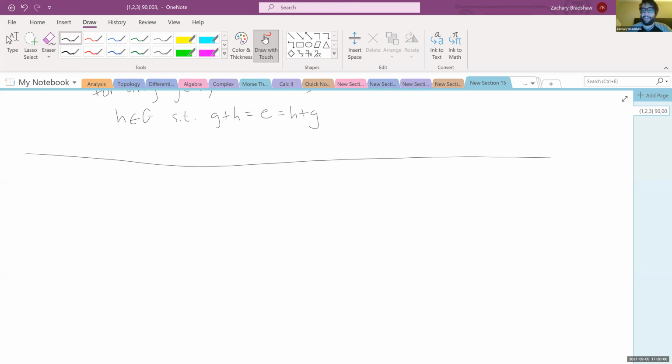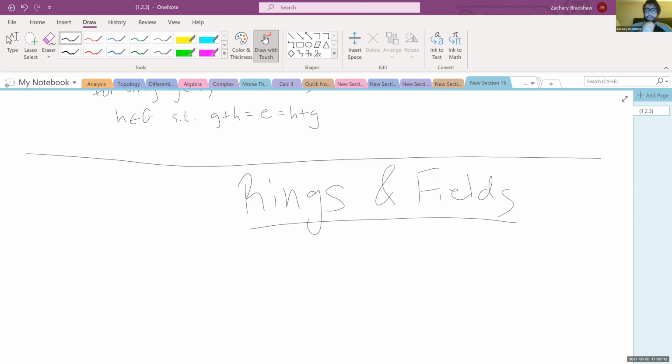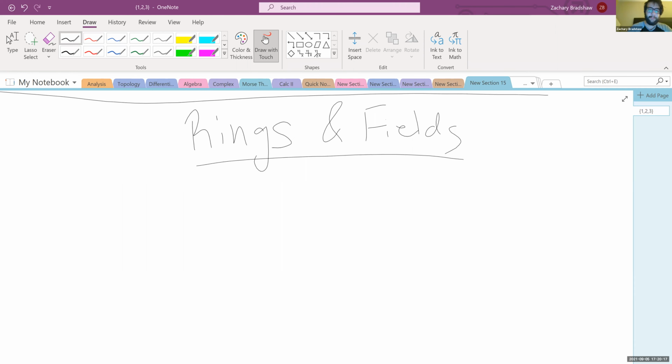Okay, so the next thing you can do is put a ring structure on your group. So rings and fields. I don't want to go into too much detail because we don't have too much time. So essentially rings are groups, but with multiplication.